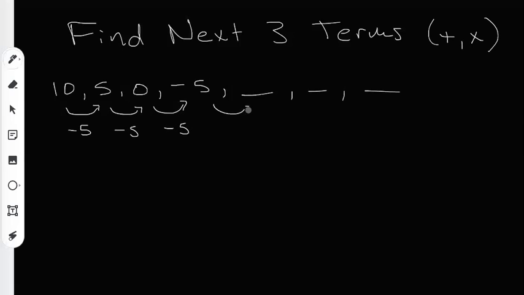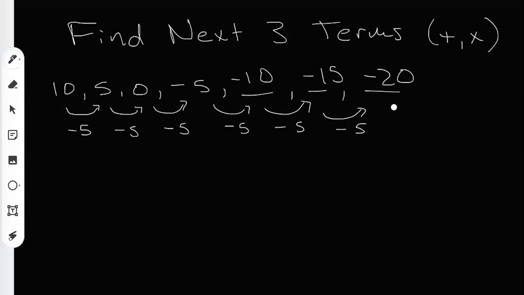Subtracting 5. So if I subtract 5 again, I'm going to get -10. Then I'm going to get -15, and then -20. So for these types of problems, we're just filling in the blank. We're determining what the pattern is and trying to figure out what the next 3 terms are going to be based on that.